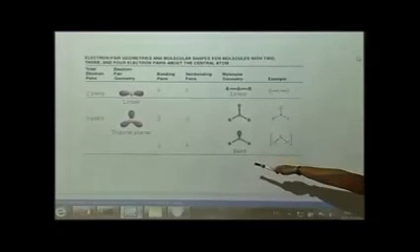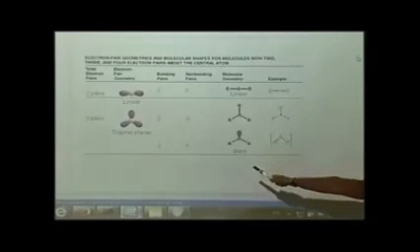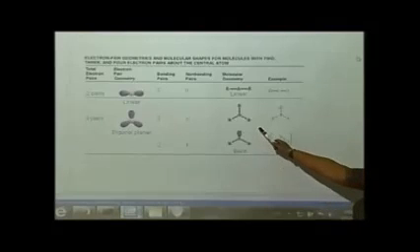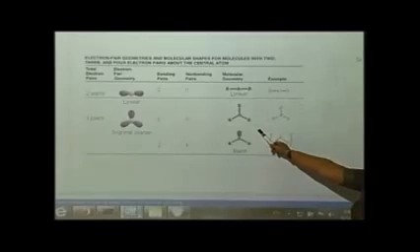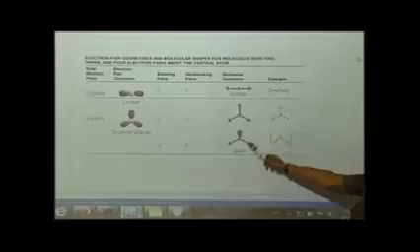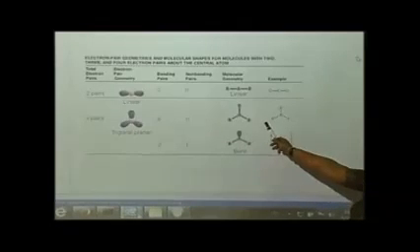If you have 3 pairs of electrons, then there are possibilities. If all the 3 electron pairs are bonded, then it is a perfect geometry, that is trigonal planar. But if out of 3, 1 is a lone pair and 2 are bonded, we will not call the shape trigonal planar, we will call it bent shape.